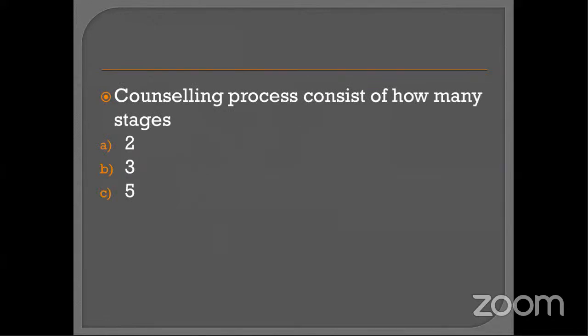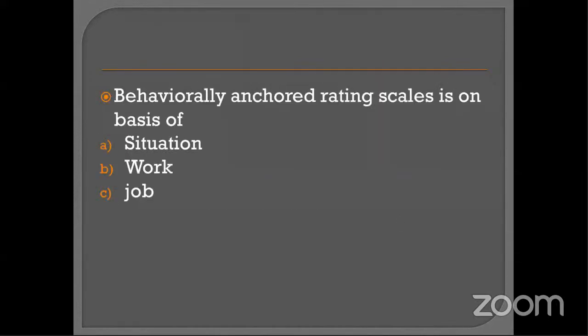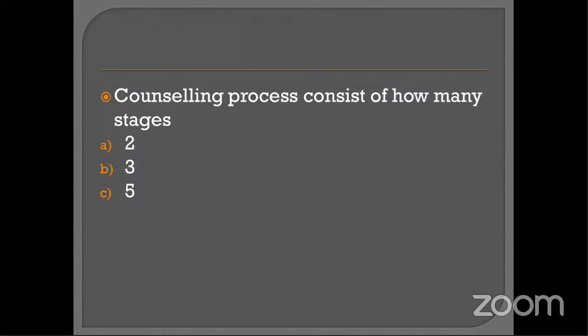Counseling process consists of how many stages? Five? Three, madam. Madam, what is the answer for the last question? Privacy, yes. Okay. Then, behaviorally anchored rating scale is on the basis of situation, work, job. In the previous question, stages. Listen, sir. Counseling process? Yes, madam. Yeah, three stages, sir.